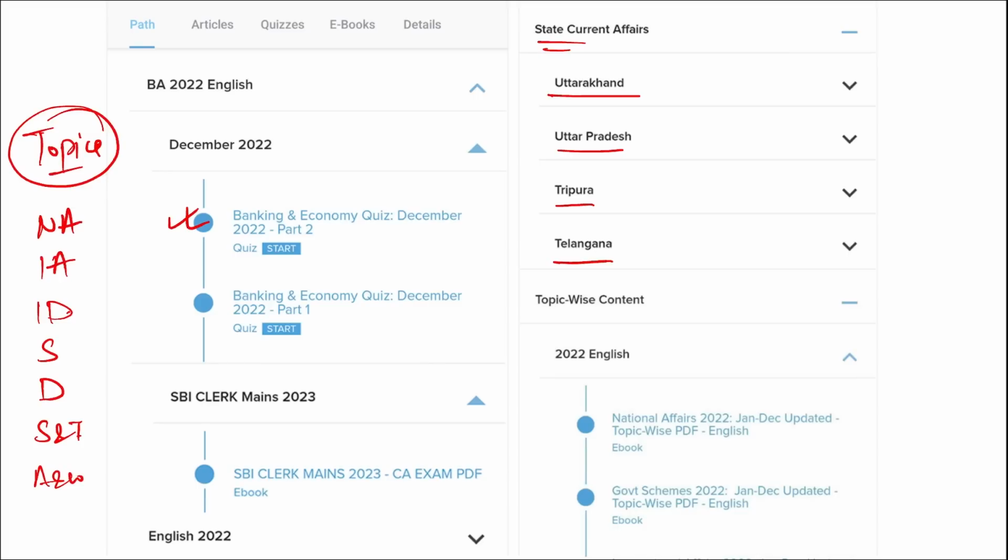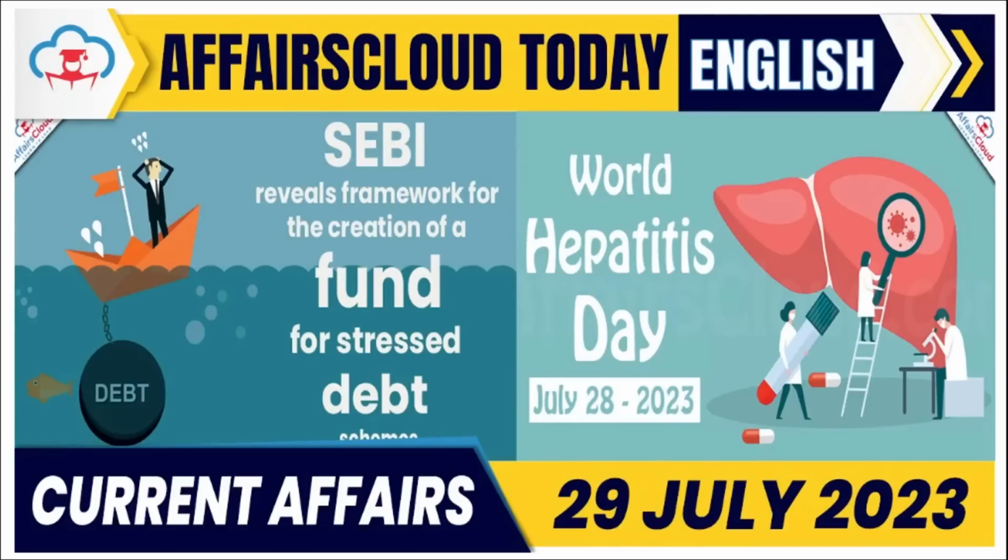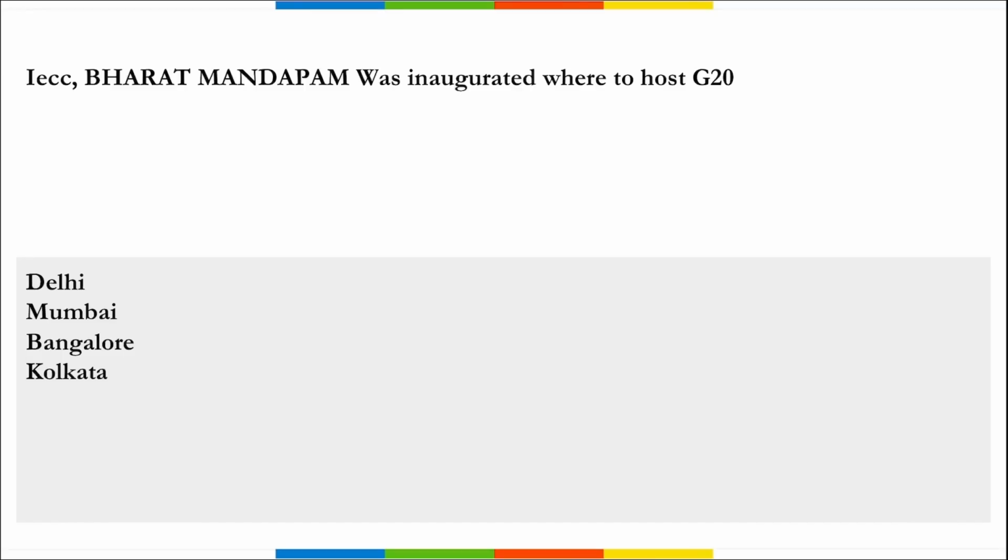Hello everyone. So in this video we will be discussing important current affairs for 29th of July. The session will be very interesting and important. We will be learning multiple things that will be benefiting your preparation. So let's start now.